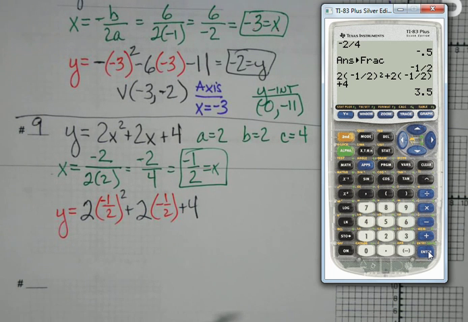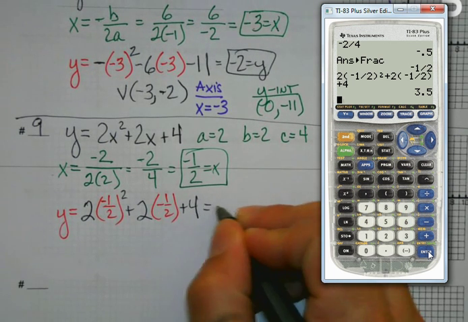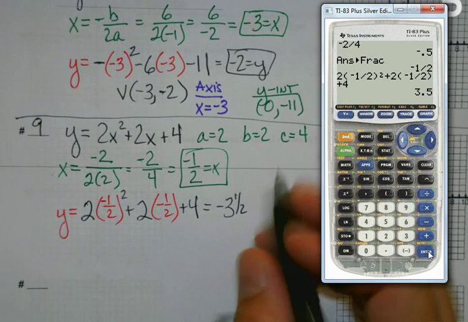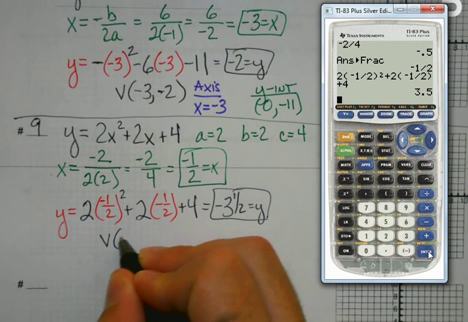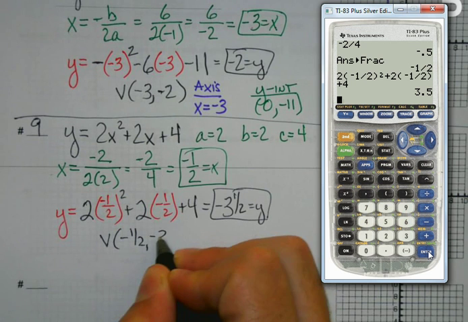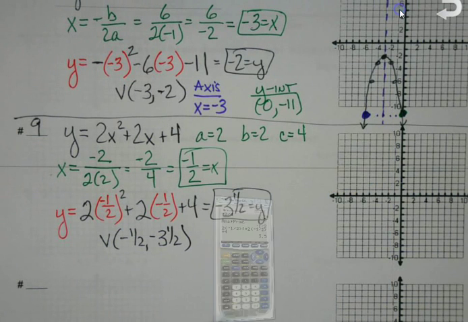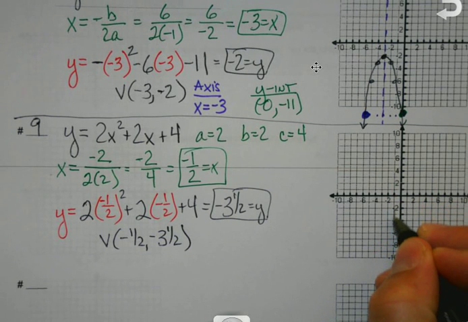Okay, now 3.5. Now you're going to be like, wait a minute, you just told me a minute ago you don't like decimals, and now you're telling me this might be okay. Well, let's think about that. 3.5 would be the same thing as negative 3.5. Okay, I still can kind of get fractional with this. So I go, okay, my vertex is at negative 1/2, negative 3.5. So let's see, negative 1/2, negative 3.5. Put my dot.